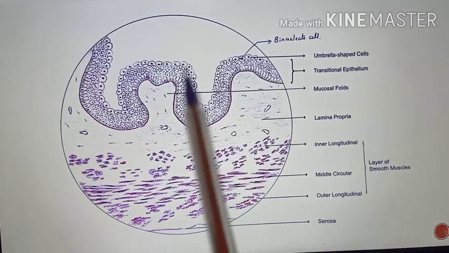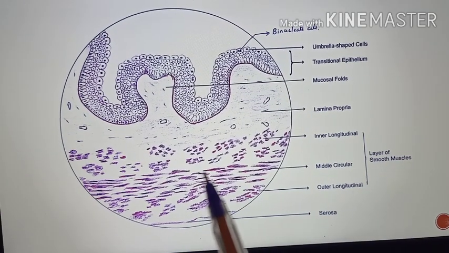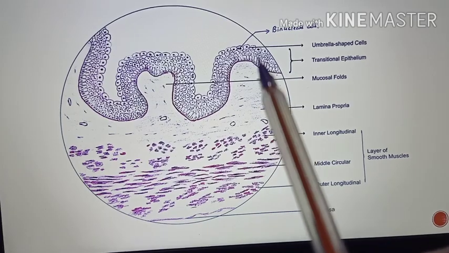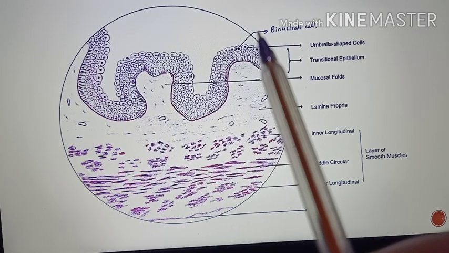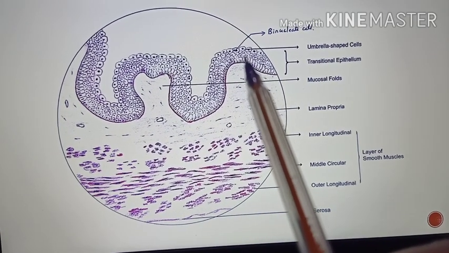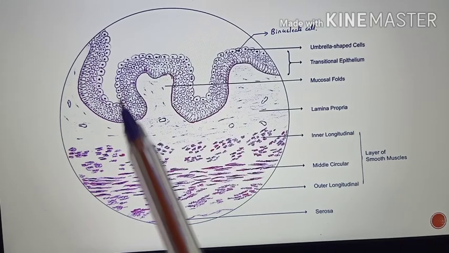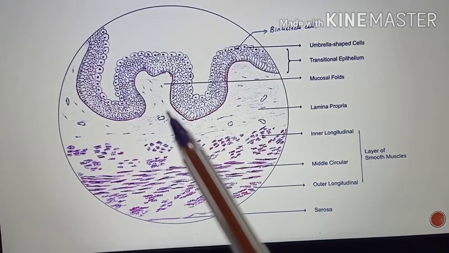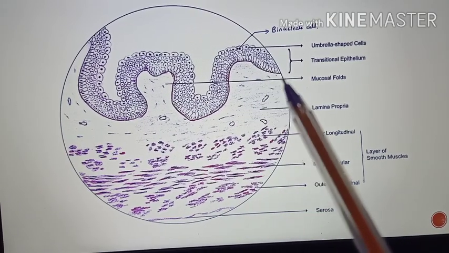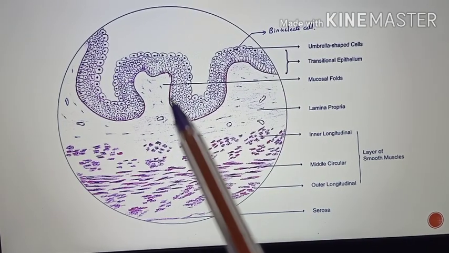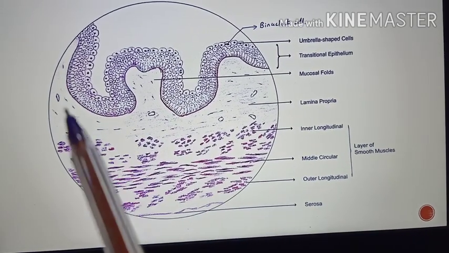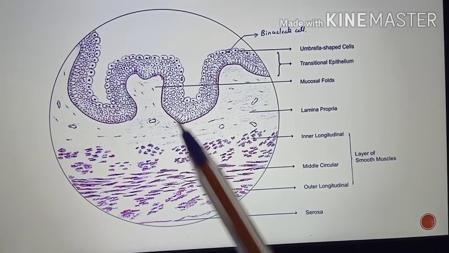This is how you are supposed to draw the diagram in the record books. So this is forming the mucous membrane, that is the epithelium layer. This is the transitional epithelium. Then here is the lamina propria. You can see this is the basement membrane. You can see the folds that are present. These mucosal folds tell that the bladder is in a relaxed state.